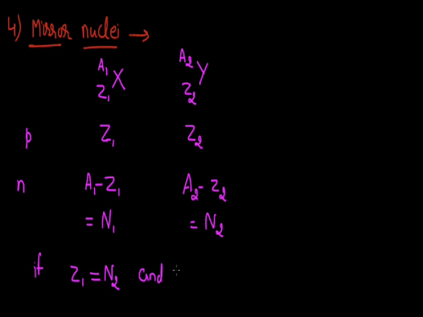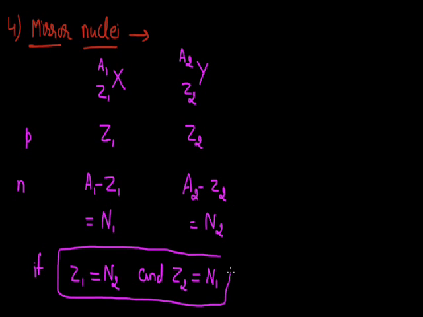If the atomic number of the second element, Z2, is equal to the number of neutrons contained by the very first element, N1, then if these two nuclei follow this condition, that the number of protons present in one nucleus should be equal to the number of neutrons present in the other one, only then can these nuclei be termed as mirror nuclei. Now this is about the definition.